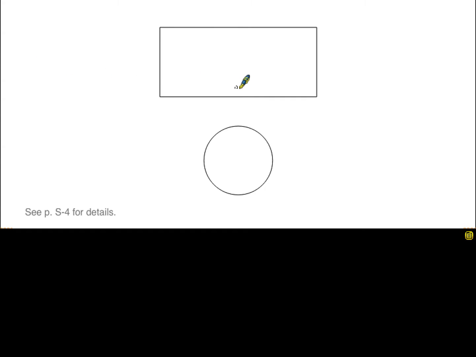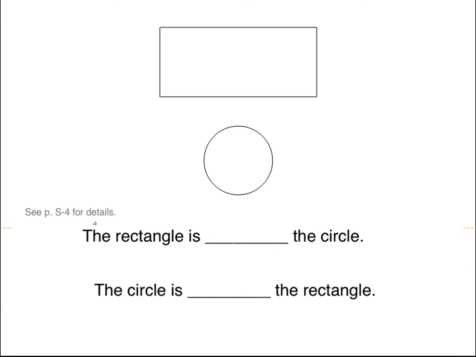So here we have two shapes. We have the rectangle and we have the circle. And if I had to say where the rectangle is compared to the circle, I would say the rectangle is above, and the circle is below. So the word would be above. The rectangle is above the circle. The circle is below the rectangle.